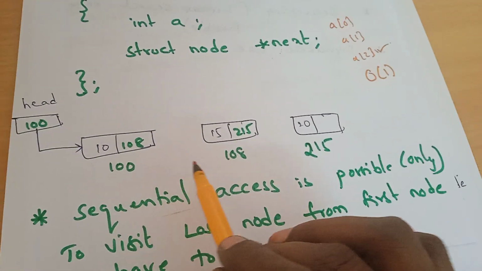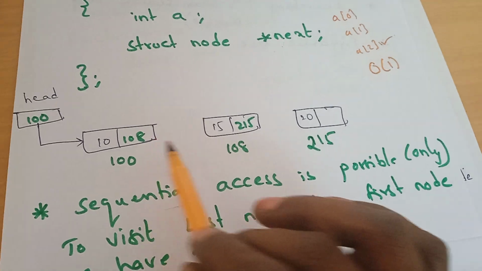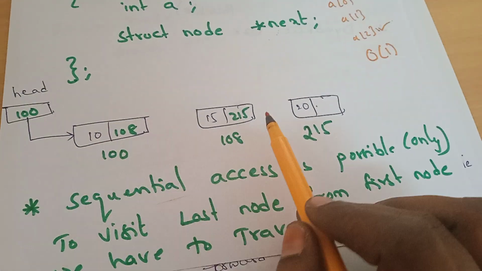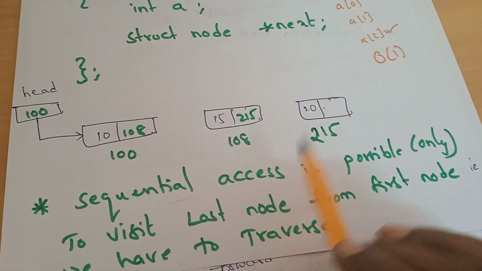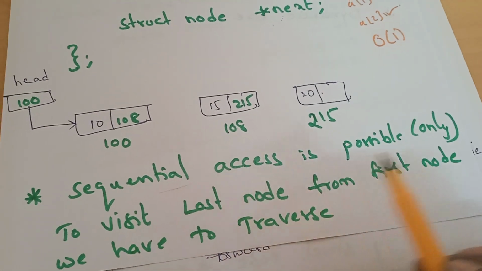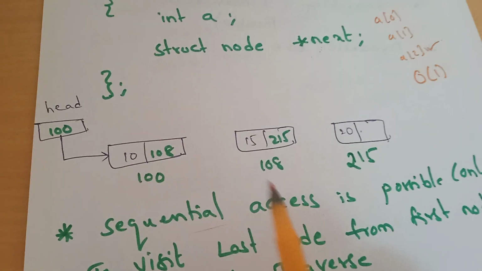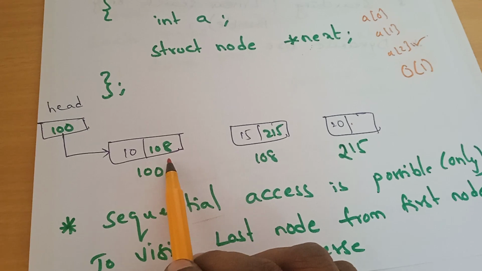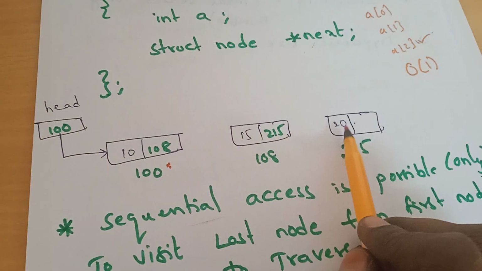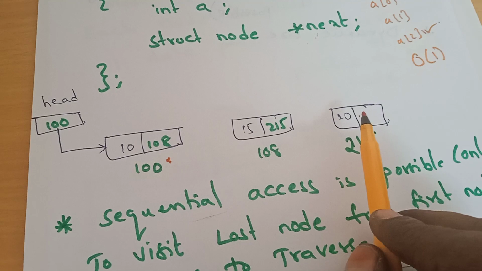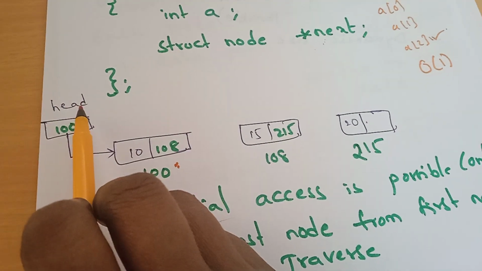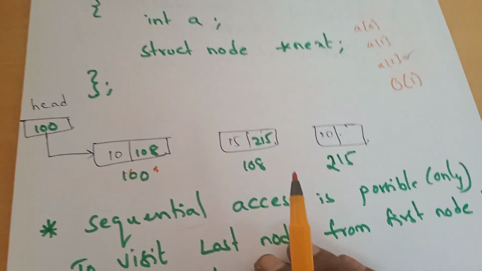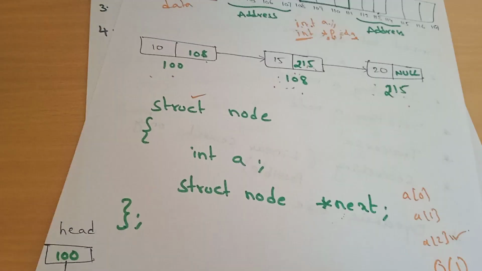And a linked list is not like that. It is a sequential access. If you want to go to this 20, you have to come from the beginning. So that means it is a sequential access. To visit the last node, from the first node we have to traverse. So this is the head. Get the difference. This is the head node, that is the first node. This is the tail node, that is the last node. And this is a pointer variable which points to this address. Okay. So this is all about the introduction of linked list.